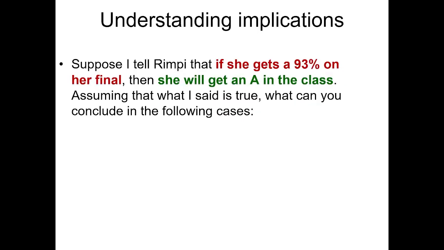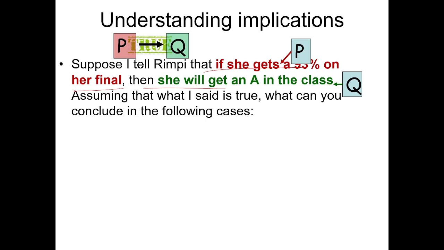Okay. Suppose I tell Rimpy that if she gets a 93% on her final, then she will get an A in the class. Assuming that what I said is true, what can you conclude in the following cases? We're told that this implication, if something, then another thing, is true. So let's study the cases. P implies Q is true.